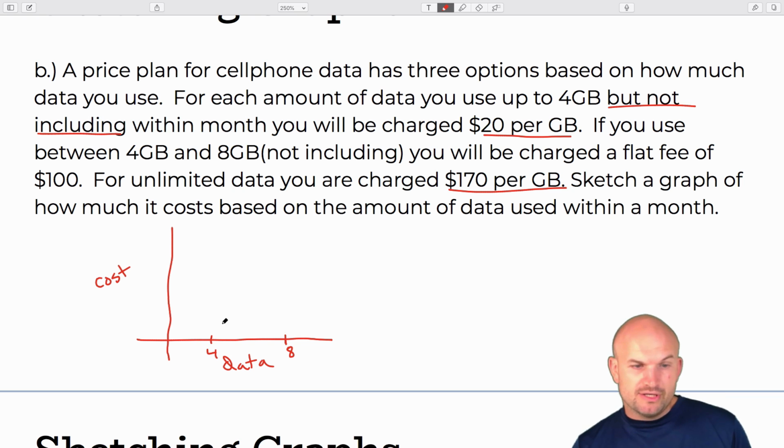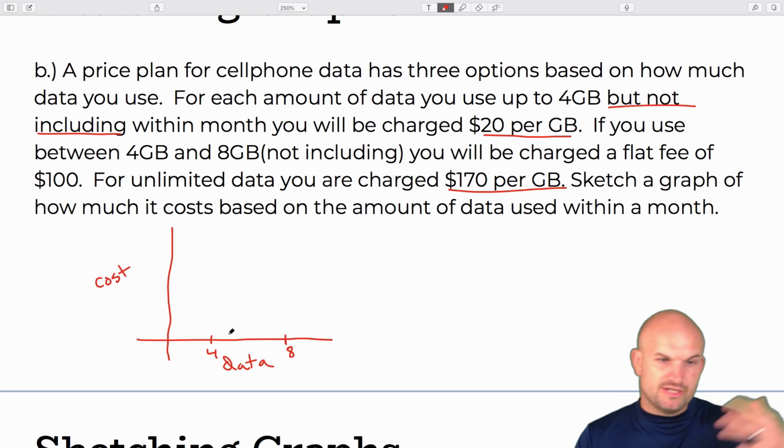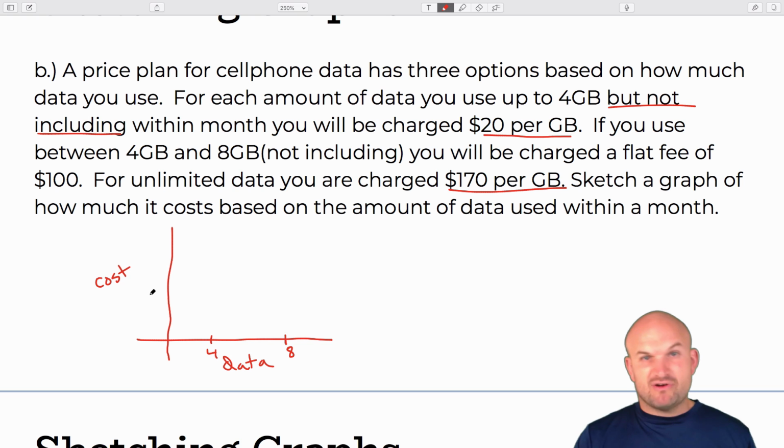For every gigabyte you use, you're going to be charged. So if you use 1 gigabyte, you're charged $20. 2 gigabytes, $40. And so that's basically like graphing the line 20x, y is equal to 20x. So it's going to represent a line. Let's just go, the height then would be 80.